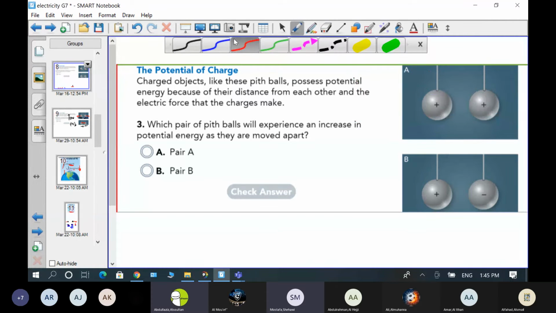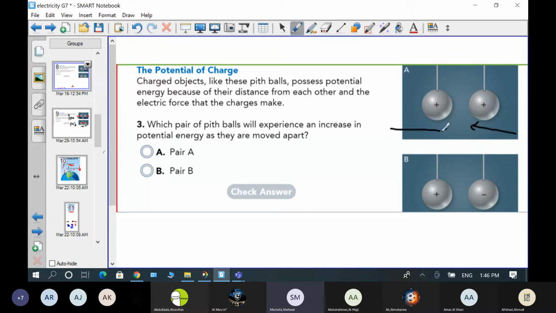Wait. If we try to get these closer together, do we need to put more energy into the system? Yes. So potential energy will what? Would increase. So you have to ask yourself a question. If you need to put more energy in the system while you're moving it, potential energy would increase. If you didn't, it decreases. Nothing else. Okay.